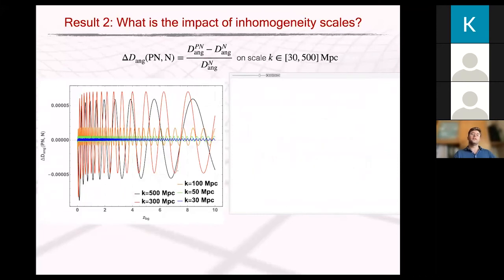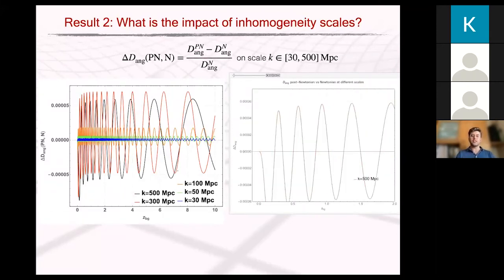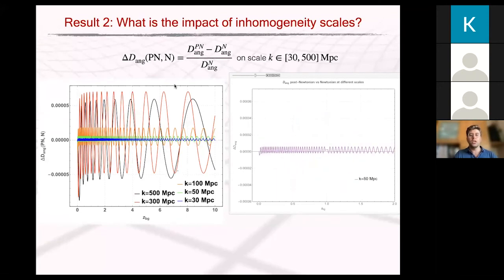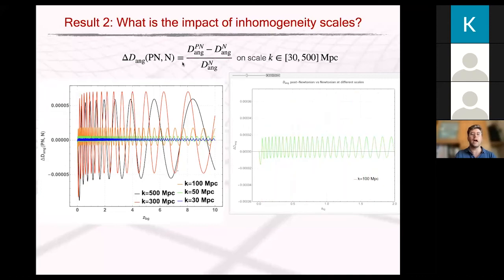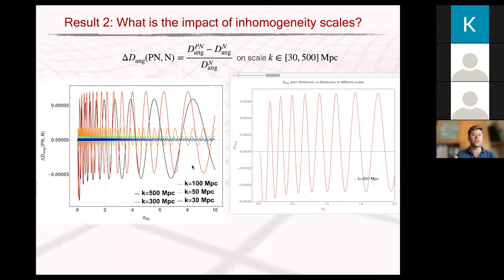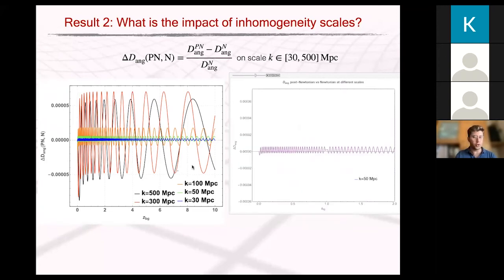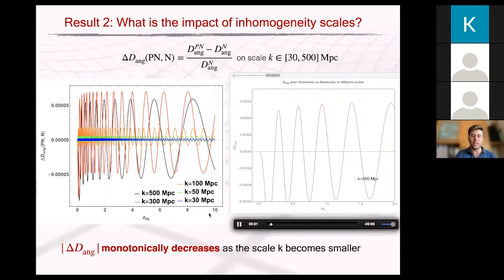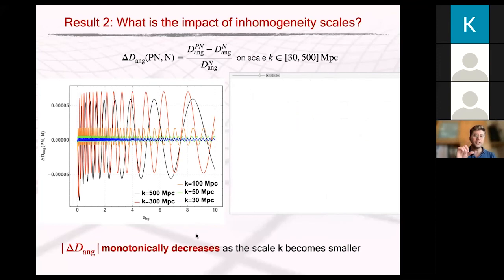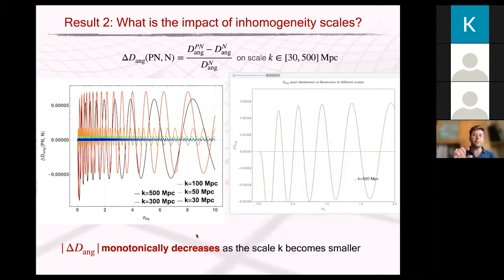Okay, the second question is, what is the impact of inhomogeneity scales? Here I'm showing the variation post-Newtonian-Newtonian calculated at different scales k. Let me point out that we see such a highly regular oscillation because we consider a simple sinusoidal profile for the plane distributions. But what matters here is the amplitude of the oscillations. And as you can see from the picture and also from the animation, the amplitude decreases monotonically as the scale k becomes smaller.